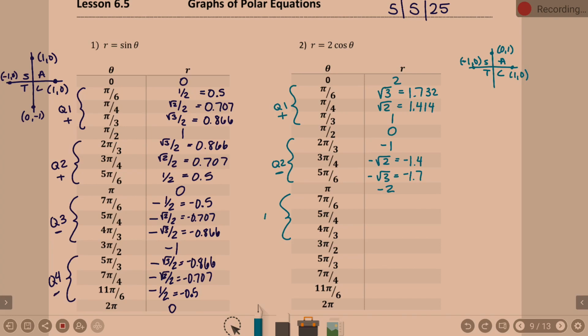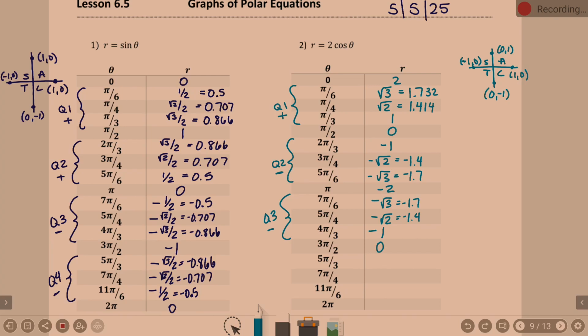7 pi over 6, the next 3 are quadrant 3. What do we know about quadrant 3? Tangent, so they're all going to be negative again. So negative square root of 3, negative square root of 2, and negative 1. What about 3 pi over 2? 0.